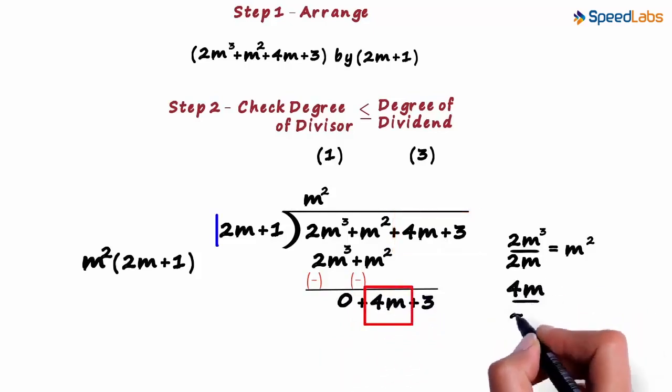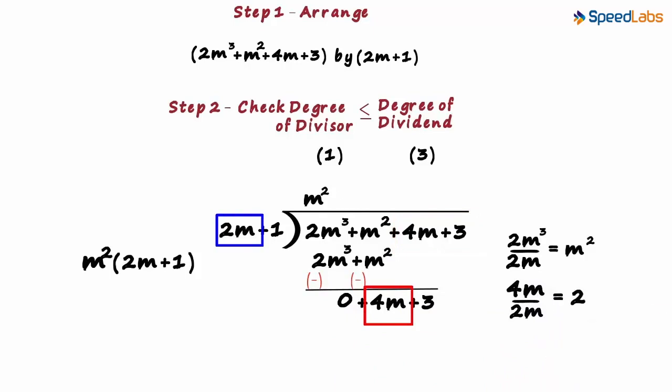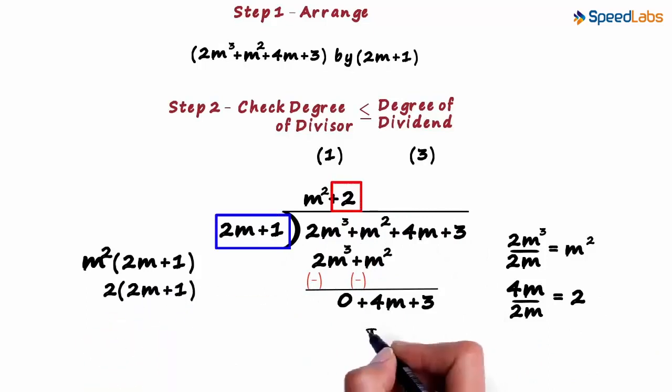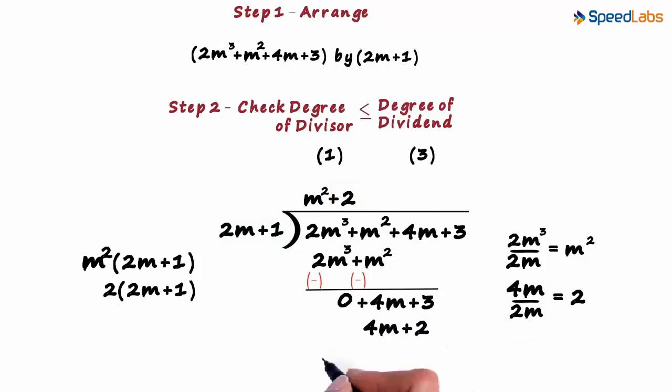Dividing 4m by 2m, we get 2. That becomes the second term of our quotient. 2 multiplied by 2m plus 1 gives us 4m plus 2. After subtracting, we get a 1.